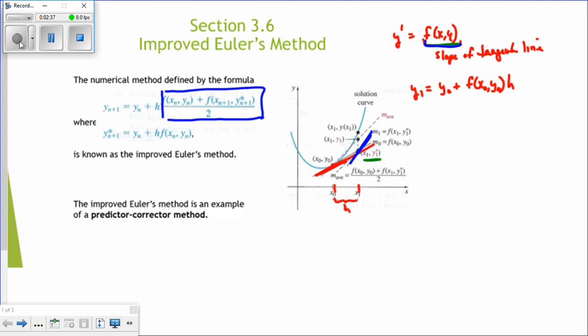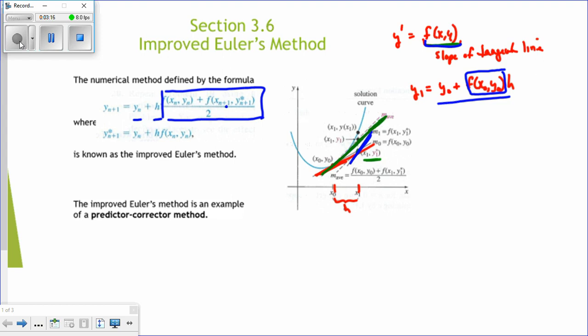We're taking the slope at that initial point, which was the f of xn, yn, and then we're going to get the slope at that new point, which is the f of xn plus 1, y star n plus 1, average it, divide by 2, and then we're going to multiply by the h and add the y, and we're back to using this formula. All we're doing is we're adjusting what we're using for that slope by averaging two slopes, the slope at the initial point and what the slope of that projected point would be, and using that as the slope that we're going to use then from this initial point.